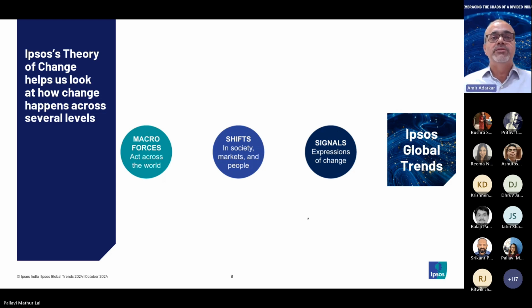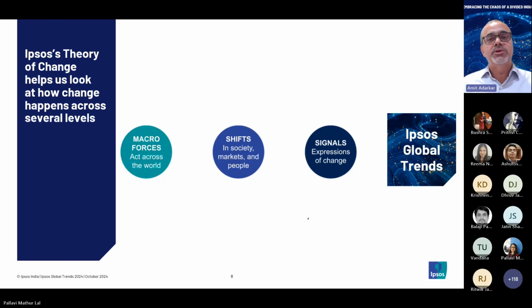A new entrant to the macro force category is actually generative AI. I don't think any one of us would have heard of ChatGPT 2 years ago because it was launched in November 2022. So, within just the last 2 years, the world has changed so much and it will continue to change because of Gen AI. So it's critical to look at some of these macro forces.